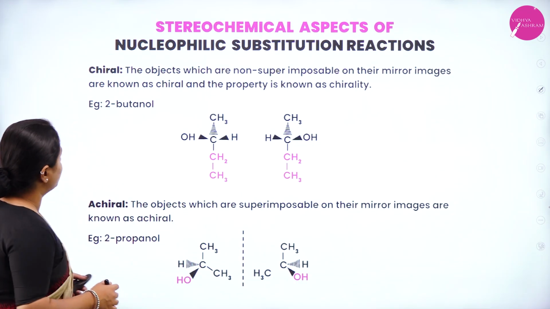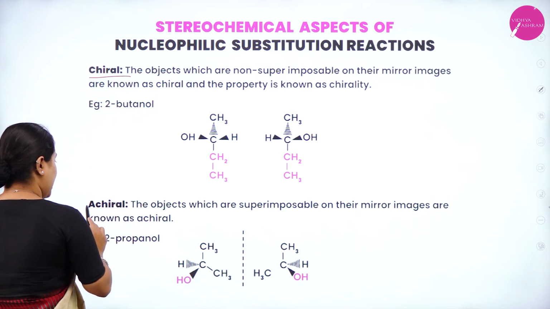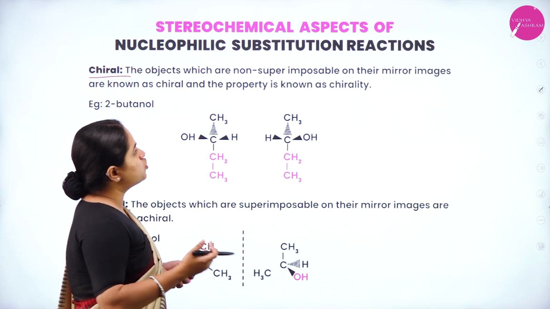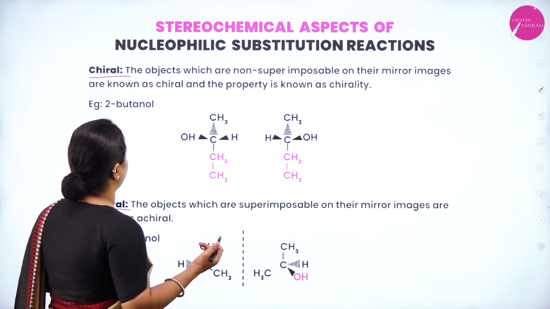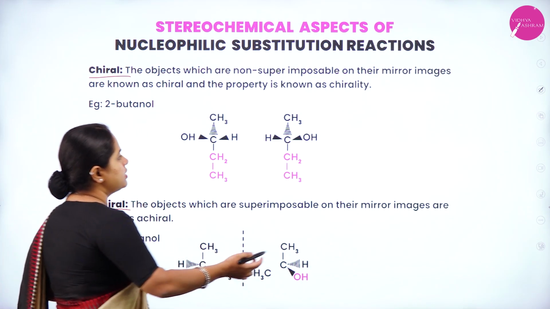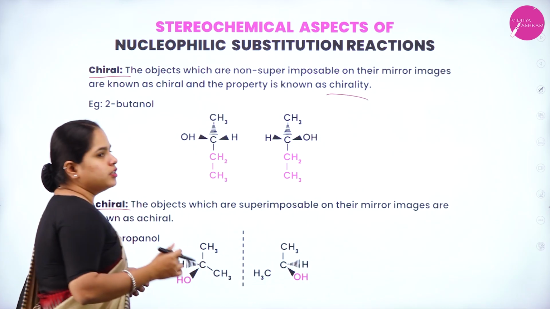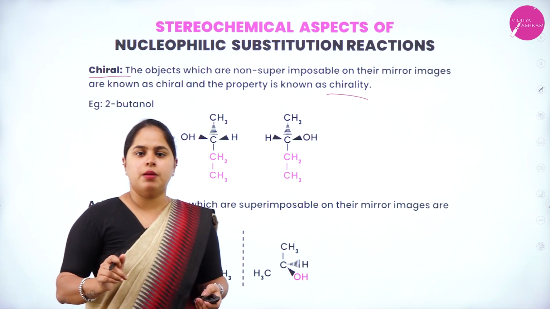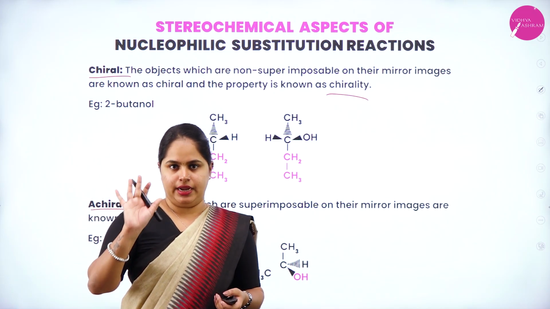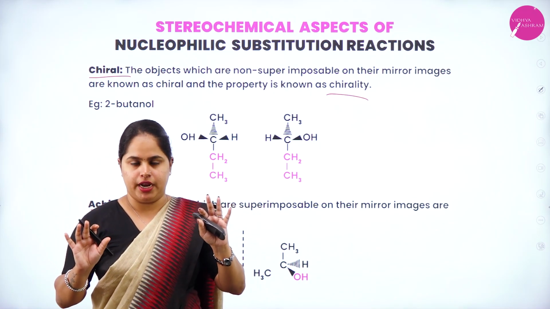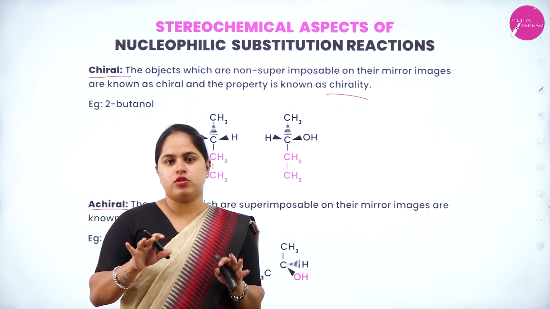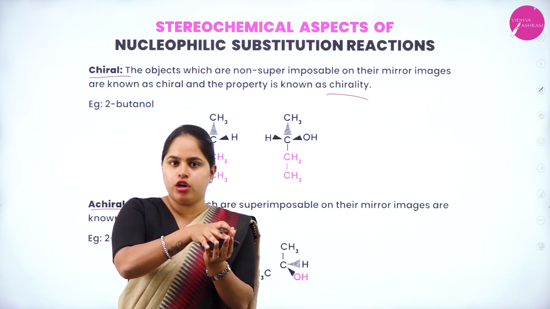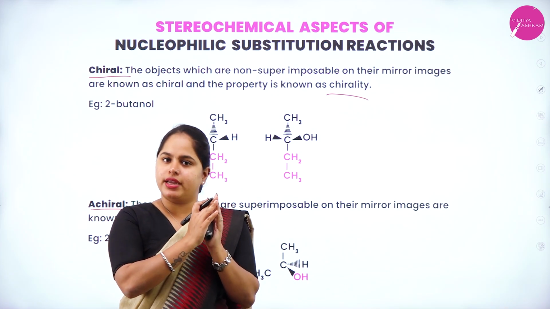Now moving on to the next one, chiral. What is chiral and achiral? We are going to discuss. Chiral objects are those which are non-superimposable on their mirror image, and the property is known as chirality. If we take the example of our hand itself, the mirror image of our right hand will be our left hand, right? So what does superimposing mean? If you join our hands like this, it will be on top of one and look exactly the same.